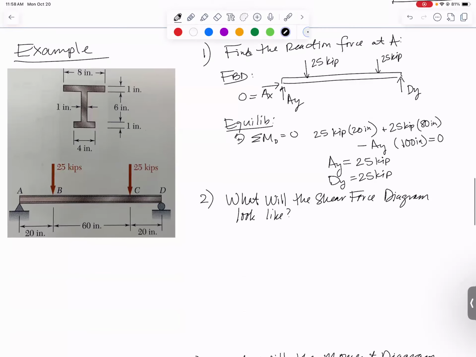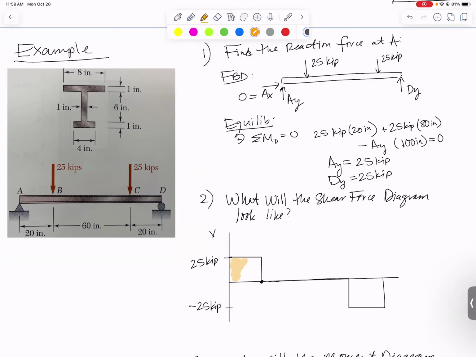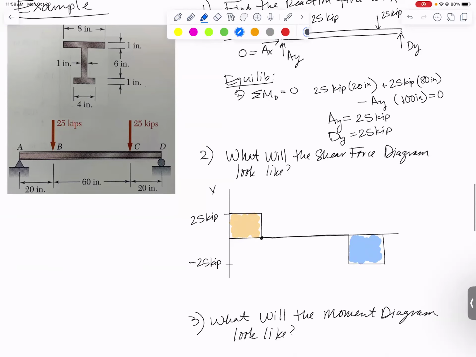Next question, what will the shear force diagram look like? First, you're going to jump up to 25 kips. Then we've got no distributed load, so no slope. Then we go down 25 kips to 0. And we have no distributed load, so we stay perfectly flat. Then we go down 25 kips again. So we'll be at minus 25 kips. We have no slope because we have no distributed load. And then at the end of the beam, we go back up 25 kips. There is my shear force diagram. 0 slope everywhere because there's no distributed load with some jumps of 25 kips.